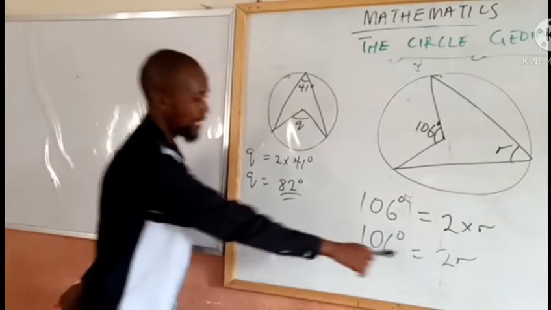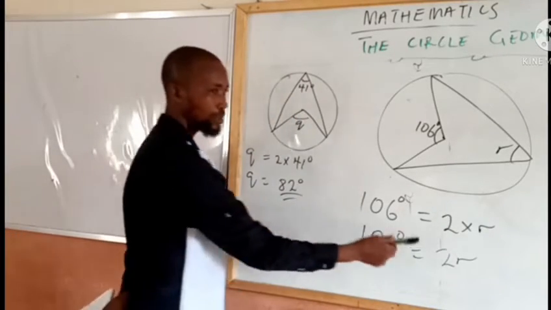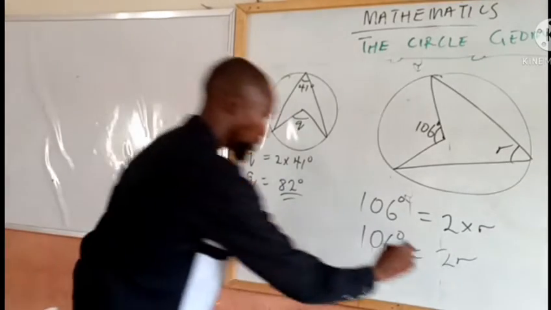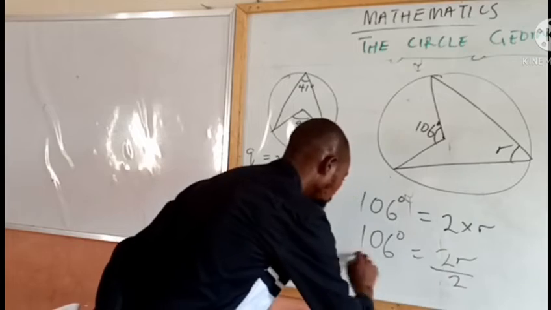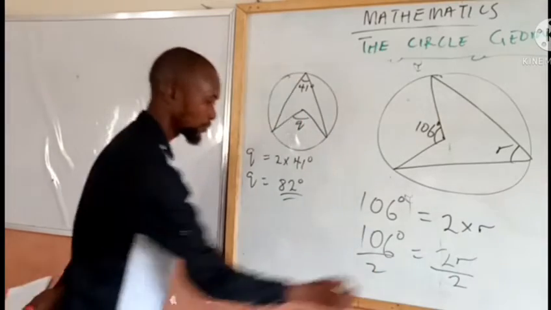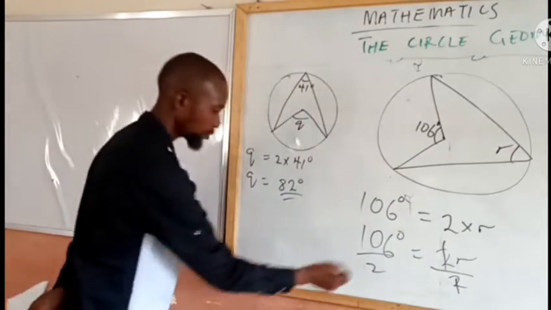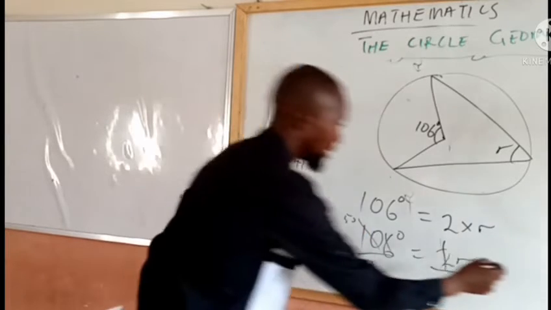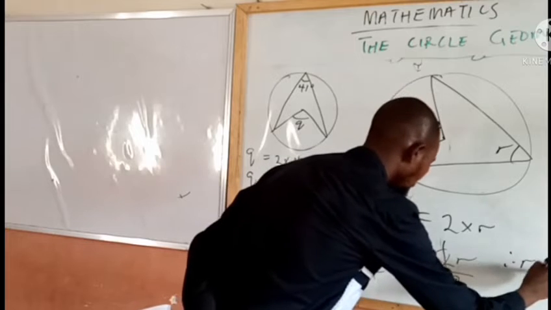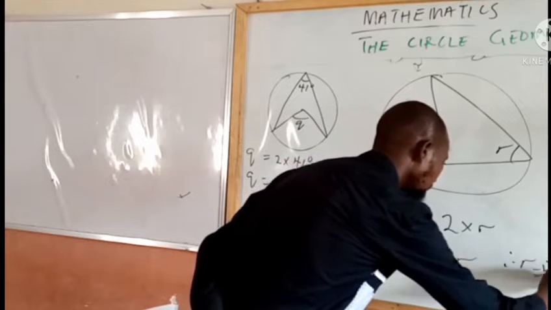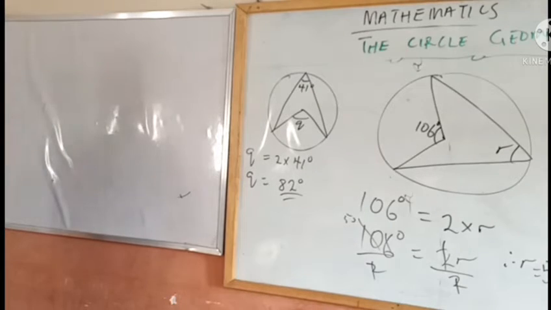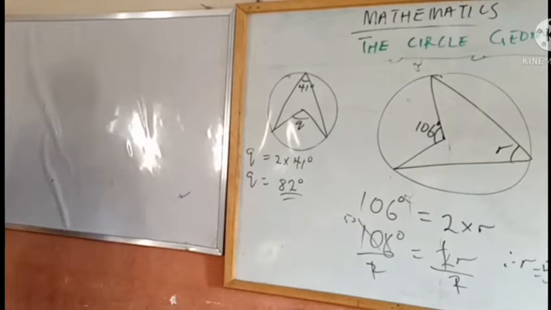And remember, to get my r here, both sides have to be divided by the coefficient of r. So I will divide both sides by 2, like this. This cancels this. 2 in 10 here is 5, 2 in 6 here is 3. Therefore, r is equal to 53 degrees. That is the second question. So the third one now, what I have is this.